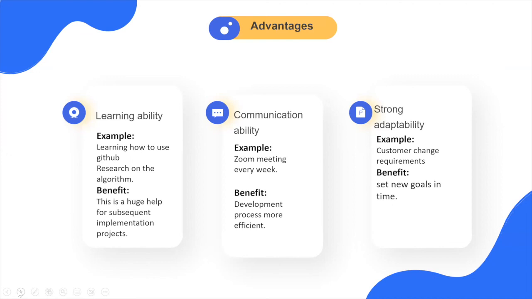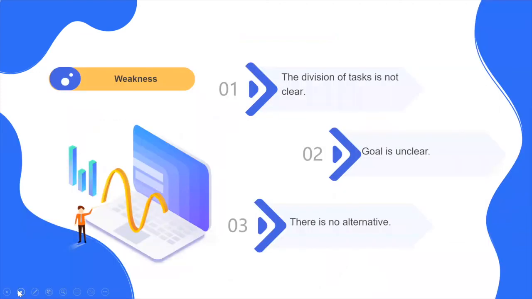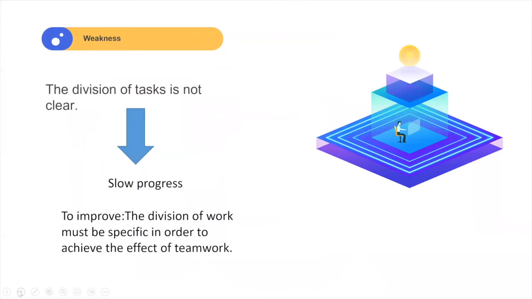Here are some disadvantages. The duration of the task is not clear enough. There will be situations where some team members have too many tasks to complete, and some team members are assigned almost no tasks. This is also the reason for the slow progress in the later stages of the project. For next time, the duration of work must be specific in order to achieve the effect of teamwork.